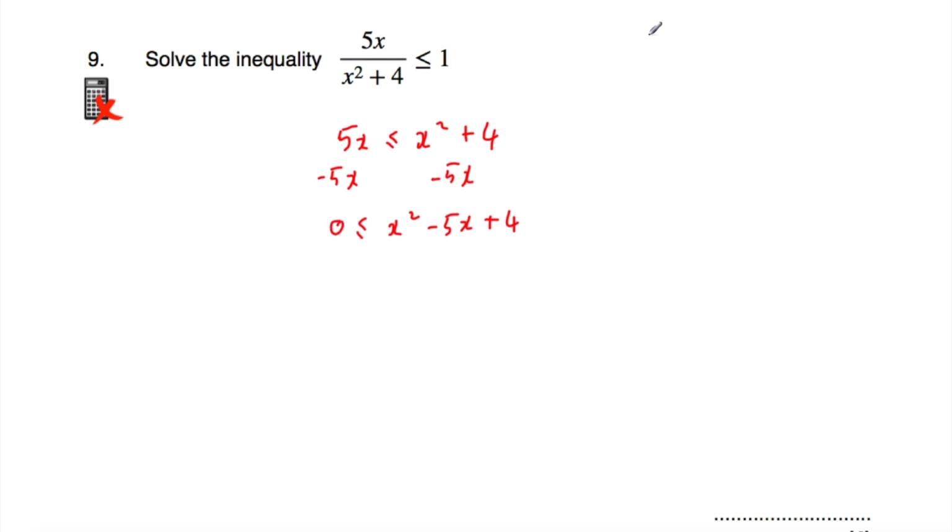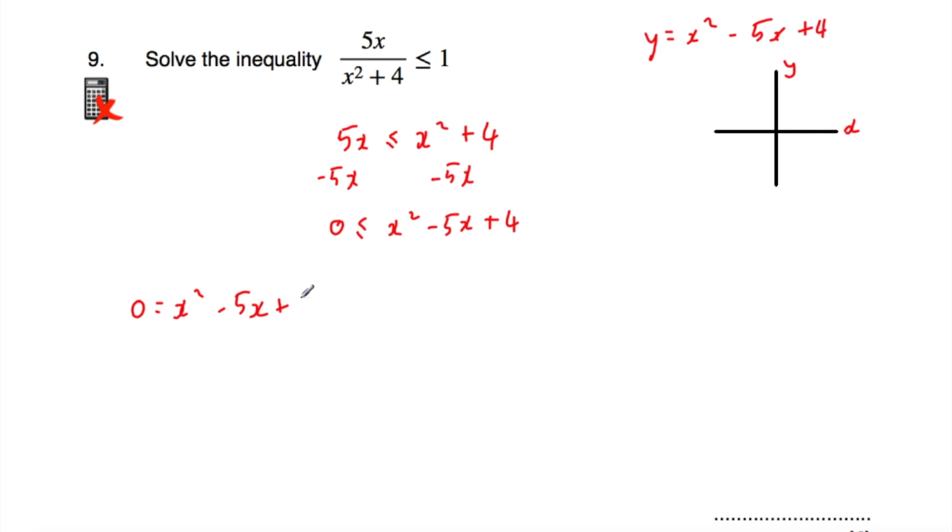So let's sketch the graph of y equals x squared minus 5x plus 4, and let's see what it looks like. So let's get our x-axis and our y-axis. And again, we want to find where this quadratic graph will cross the x-axis. So we'll let y equal 0. So we'll have 0 equals x squared minus 5x plus 4. So to solve this quadratic, we're going to factorize it, hopefully.